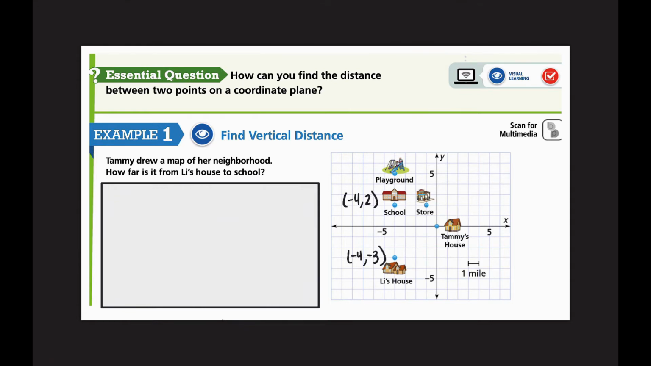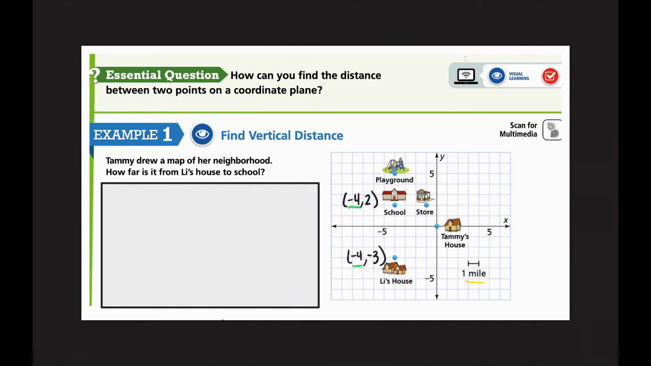What I instantly notice here is that my x's are the same. And that's good because I can see here that they're the same distance from Tammy's house, right? What we're looking at is how far they are from each other vertically right here. So we're going to be using the y value here and the y value here to figure out how far they are. Now on a nice picture like this, we can see, wow, I can just count these squares because each square makes a mile.